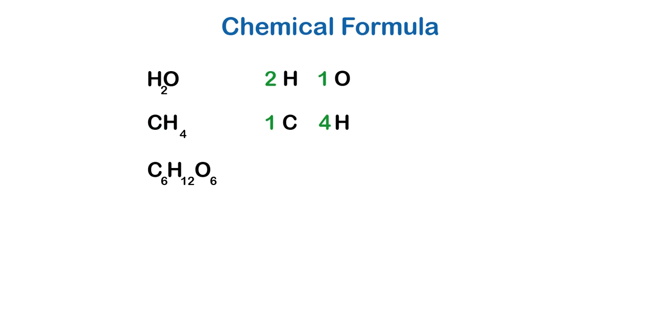Take a guess. This one spells it out pretty simple for you. 6 after the C means 6 carbons. 12 after the H means 12 hydrogens, and the 6 after the O means 6 oxygens. Pretty straightforward. Everything is subscript. If you ever see a number above, it has a different meaning. But when we're writing out chemical formulas, it's how we write it, just the number of each atom in the compound.